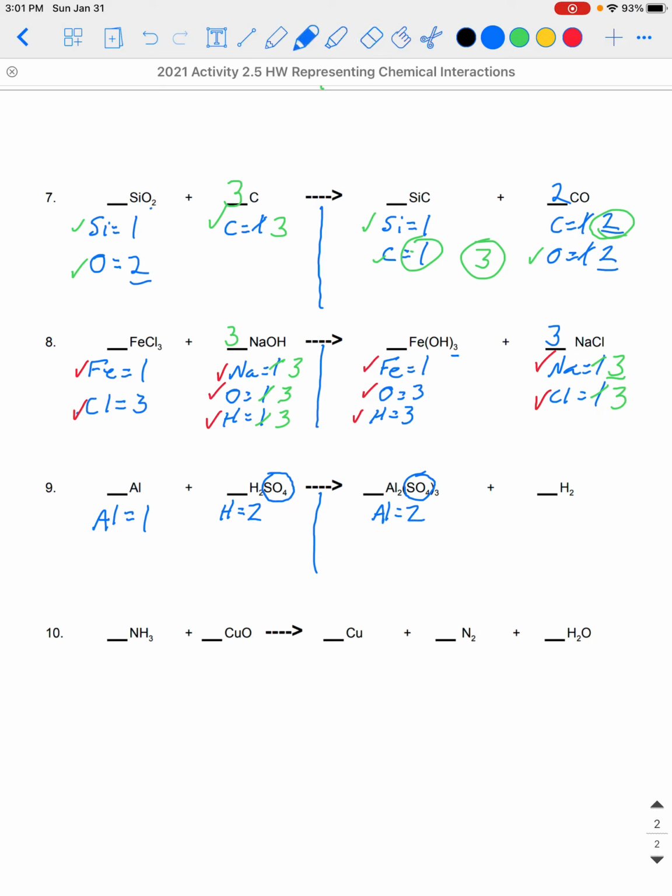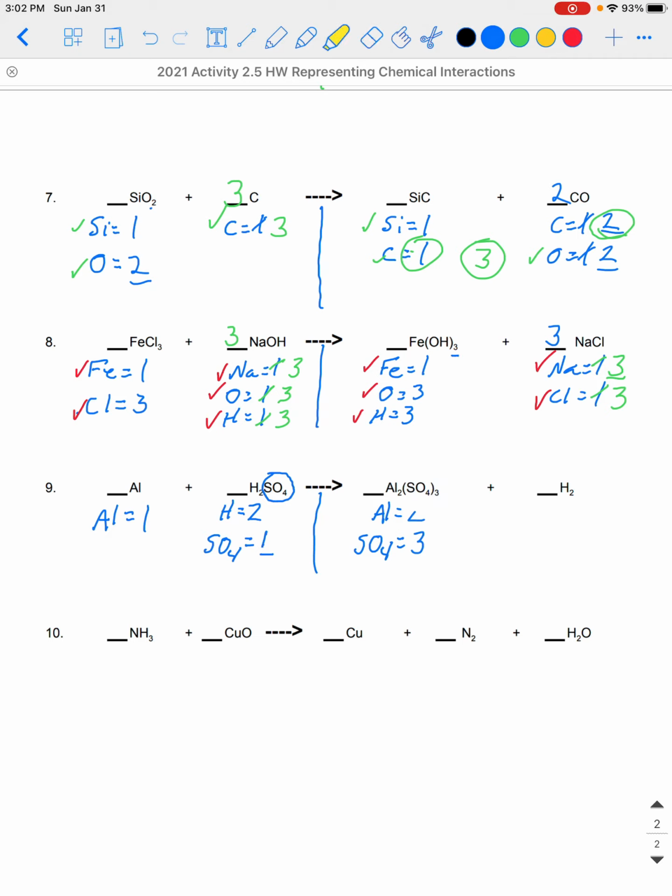So this makes my balance a lot faster. I can keep my SO4 together because they're one of those polyatomic ions, which means that they stay together. So we can balance them together as well. So I have 1 set of SO4s on this side of my equation. How many SO4s do I have here? The 3 outside the parenthesis tells me. So I have 3 SO4s.